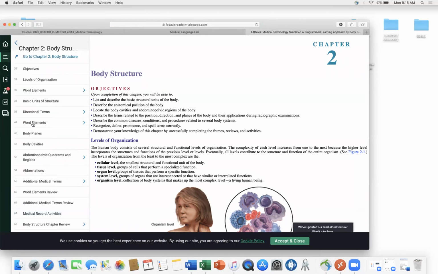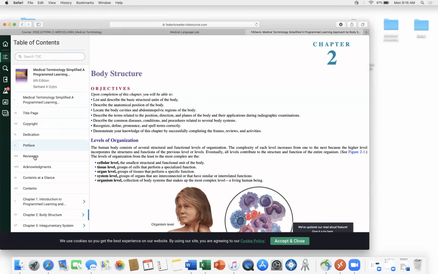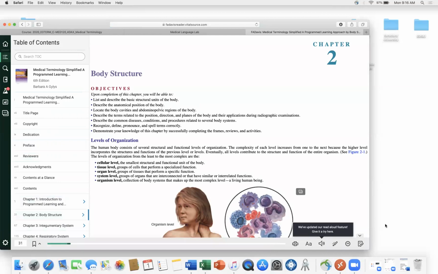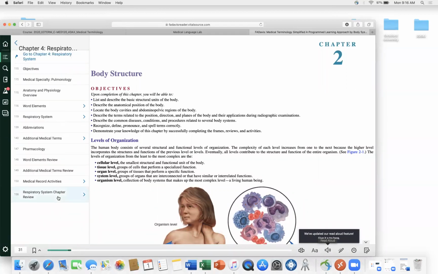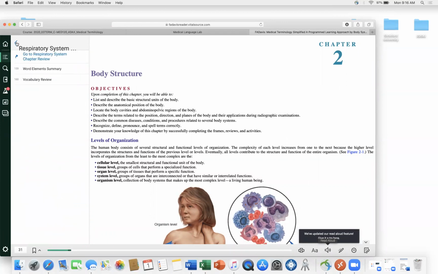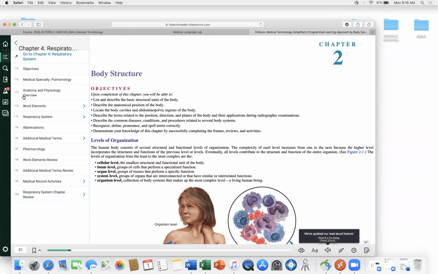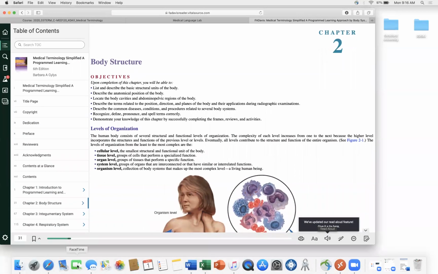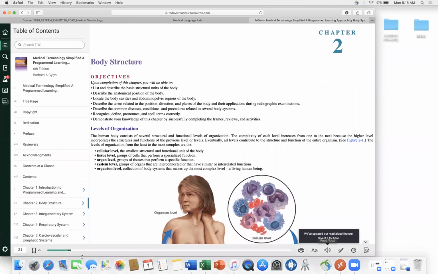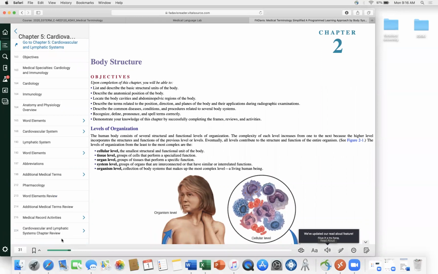Oopsies. I'm going to find a chapter on, accept cookies. I have to do that. Let me expand this a little. Respiratory system. And we're going to cardiovascular, which is probably chapter 4. Let me expand this a little bit further. There it is. Cardiovascular and lymphatic system.